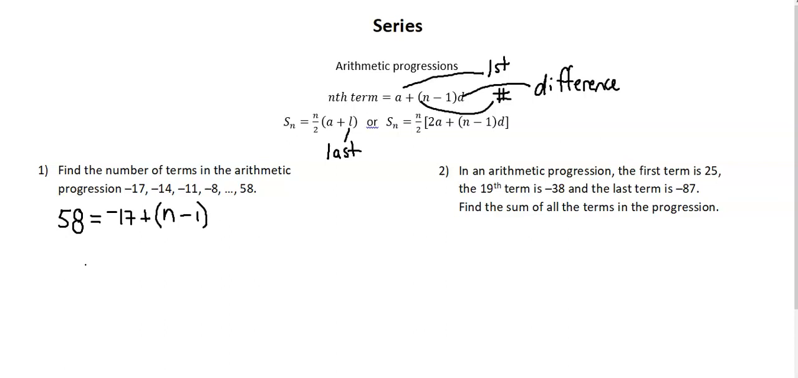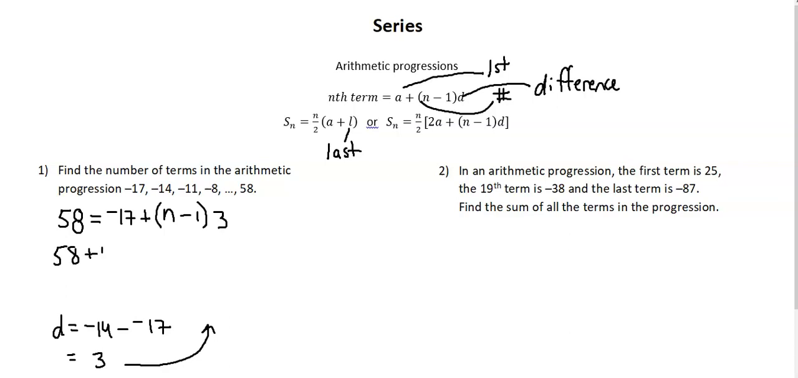We can calculate d by subtracting term minus previous term. So here, for example, we can take the second term, negative 14, subtract the first term, negative 17, to arrive at a difference of 3. We'll use the 3 in our formula, so back up to 58 equals negative 17 plus quantity n minus 1 times d. d is 3. And now we'll work through to solve for n.